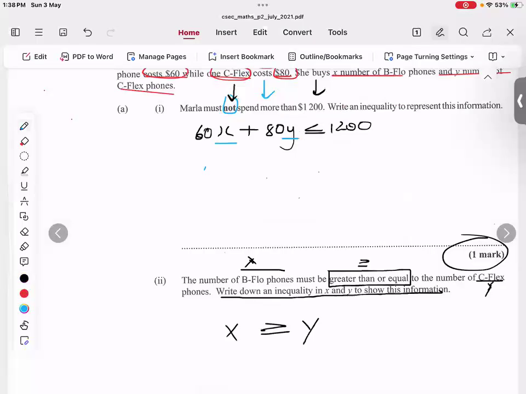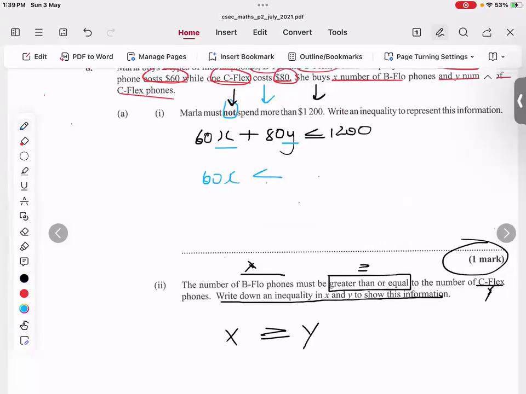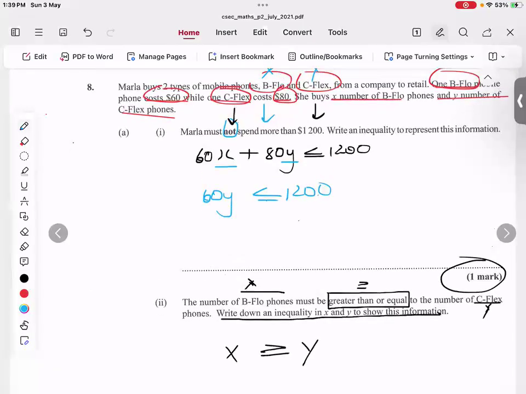So if I had something like 60x is greater than or equal to 1200, that's crossing the X alone. If I had 60y greater than or equal to 1200, that's crossing the Y alone. But because I have 60x plus 80y less than or equal to 1200, then I know that it's crossing both axes. All right, so Ms. Gentles, make a note of that.